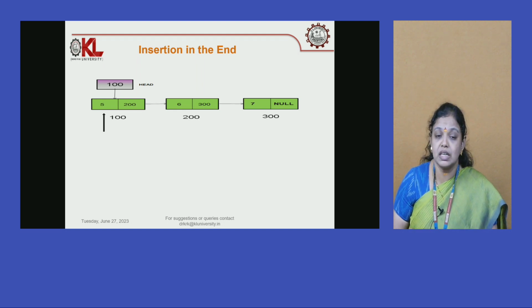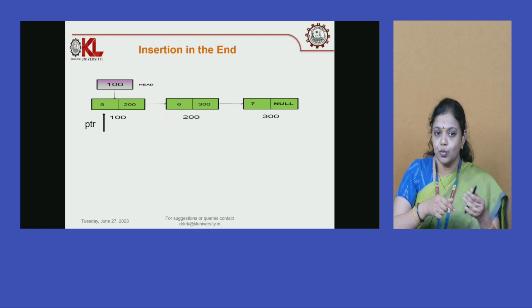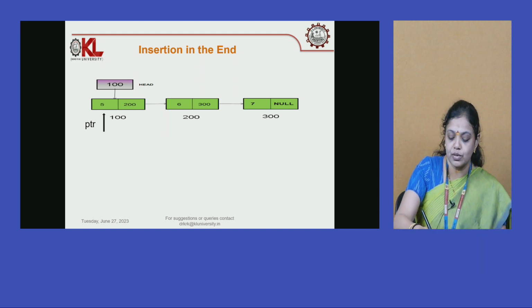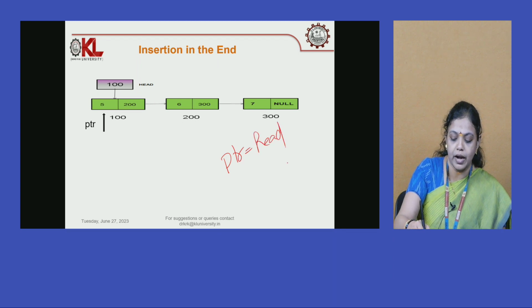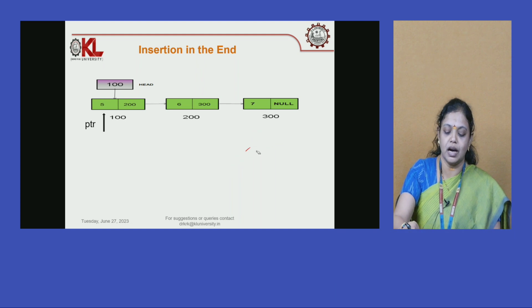So I am creating a carbon copy of the head pointer by calling it PTR. Whatever is the address of the head, the same thing I will write as PTR is equal to head, right? So now PTR is equal to head. I am creating a carbon copy.